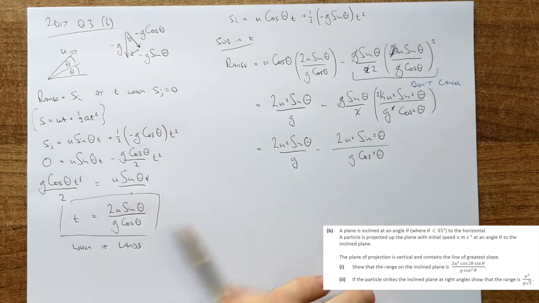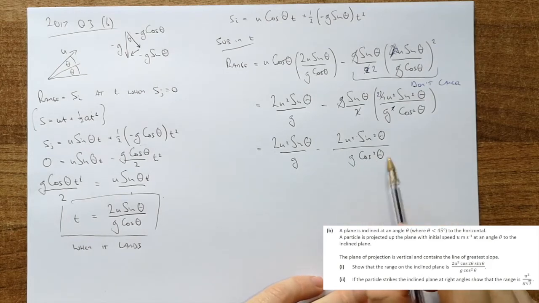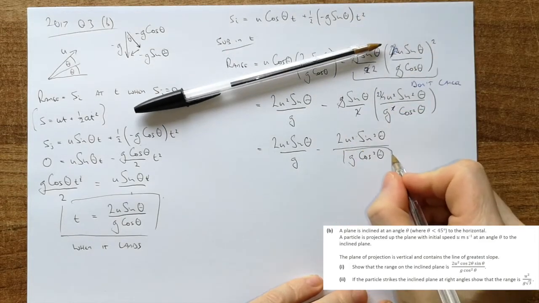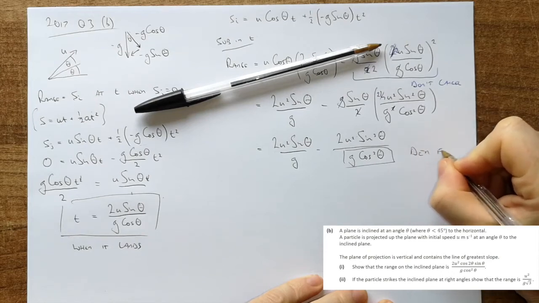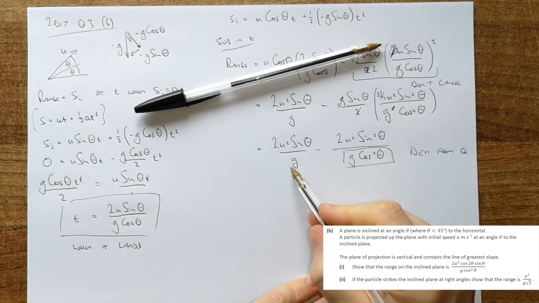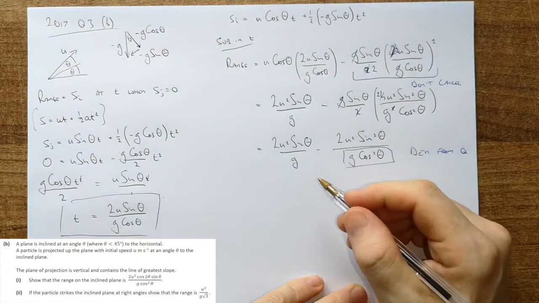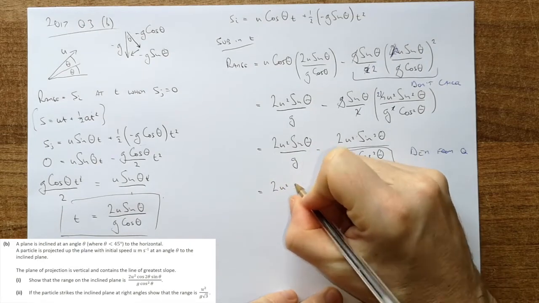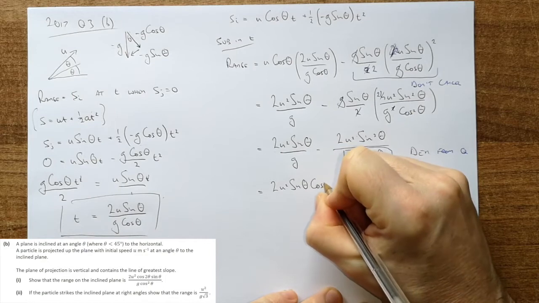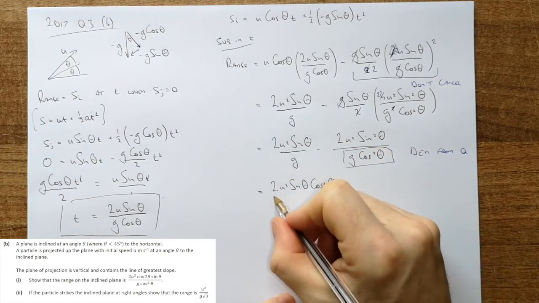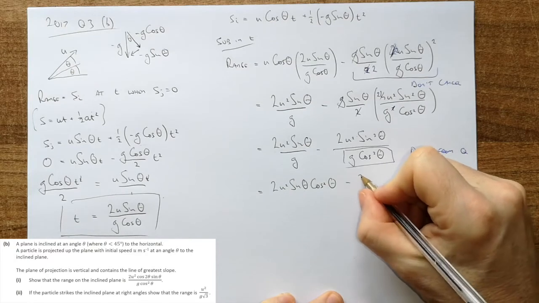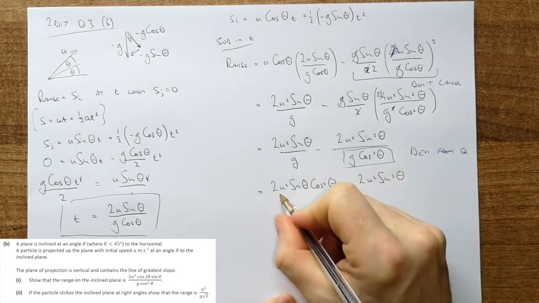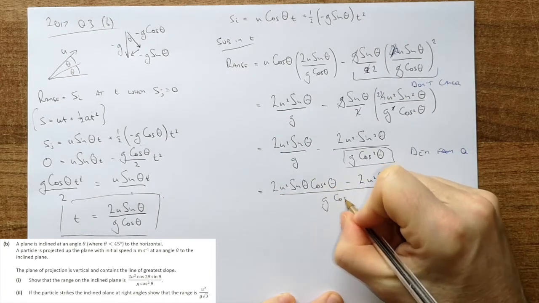Okay, so we did. Now, next step here is I need a common denominator. Let's check in our question, and we are of course looking for this here. That's the denominator from the question. So that's good. I'm going to convert this one to that, and off we go. So we just multiply by cos squared theta: 2u squared sine theta cos squared theta. Minus, this is just the same, 2u squared sine cubed theta all over g cos squared theta.